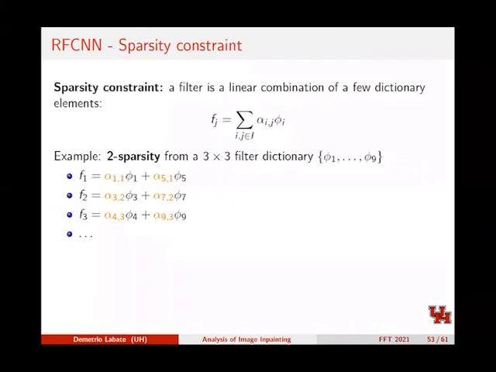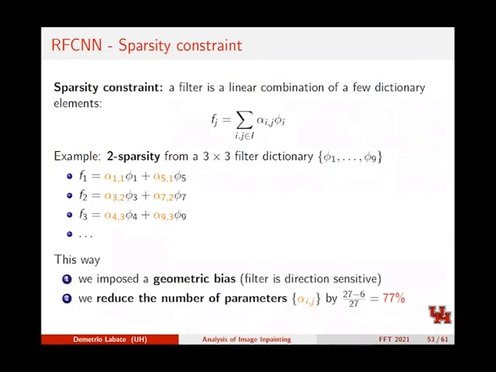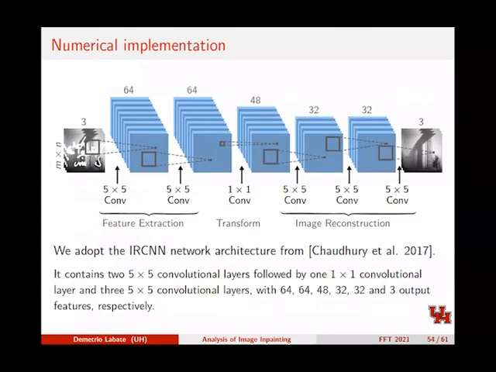And the sparsity constraint is just this idea that, when I want to learn my filter, why do I need to learn all the coefficients, right? Maybe I can impose that every filter is sparse and only contains two elements from my dictionary. And so that imposes some type of geometric bias and reduces parameters in a way that can be compared with some techniques of pruning that are often used in CNN.